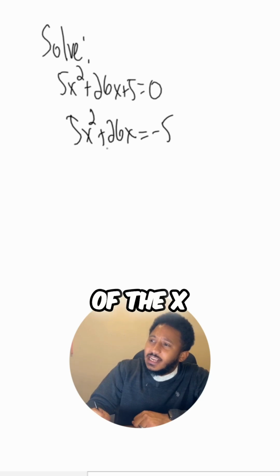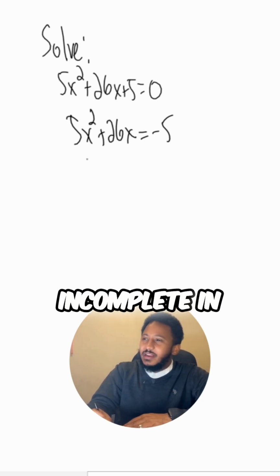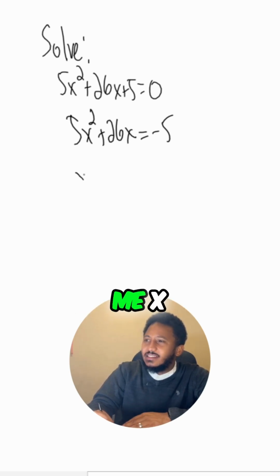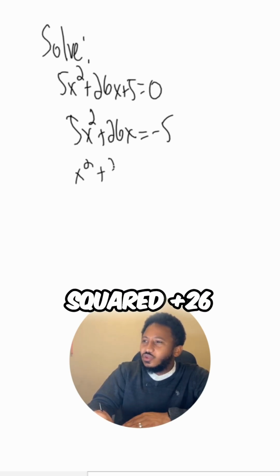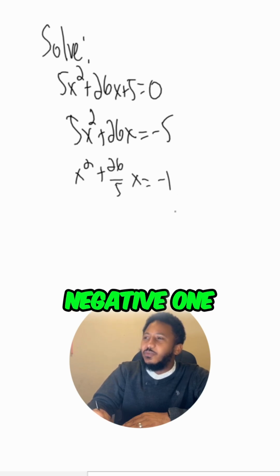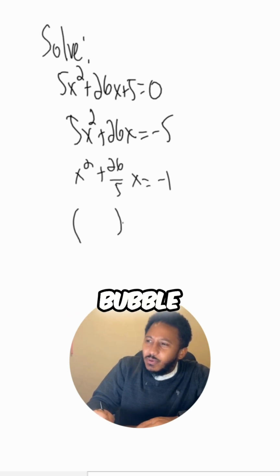Now, this number in front of the x squared is kind of in the way. So we also want to get rid of that in completing the square. So let's divide everything by 5. All right, that gives me x squared plus 26 over 5x equals -1. Got it. And now my goal again is to get the x stuff in a bubble squared.